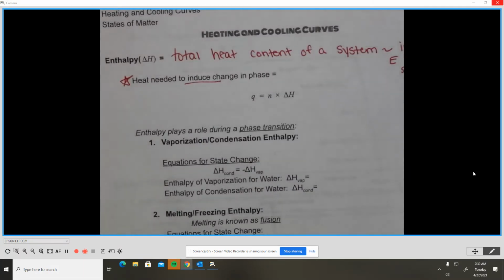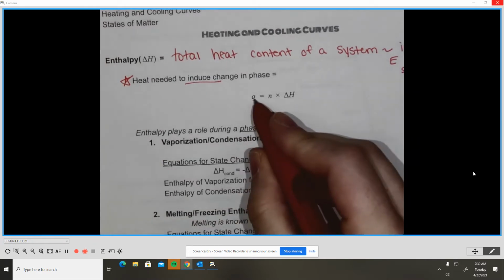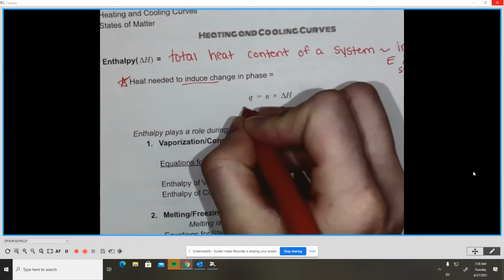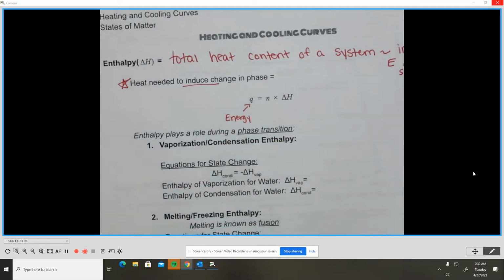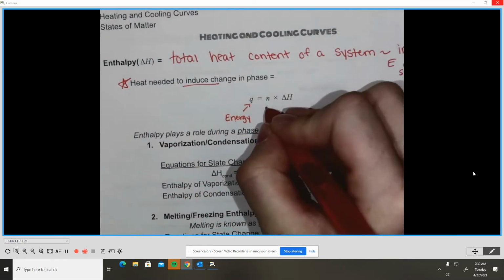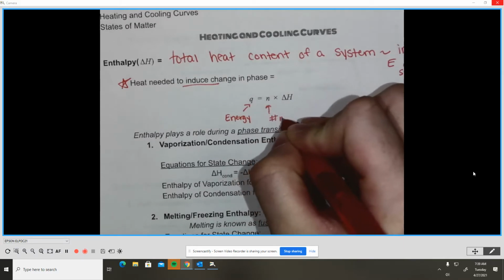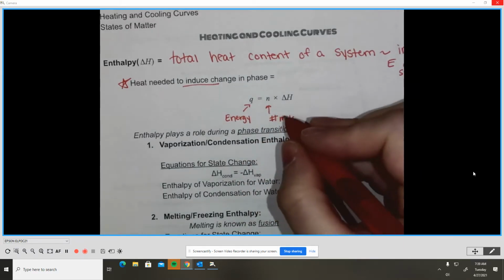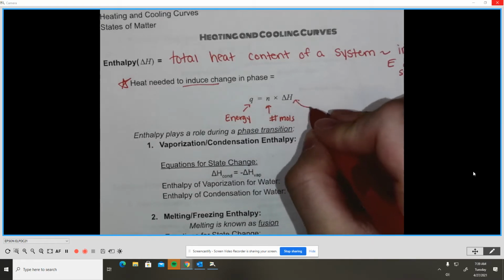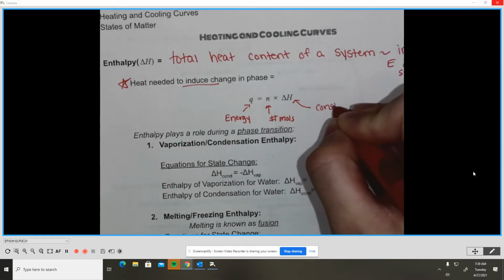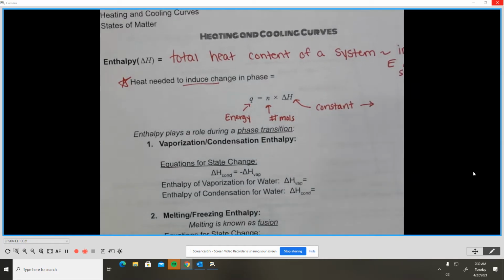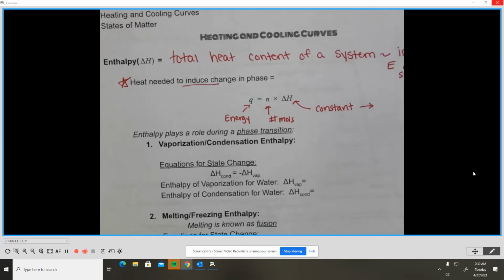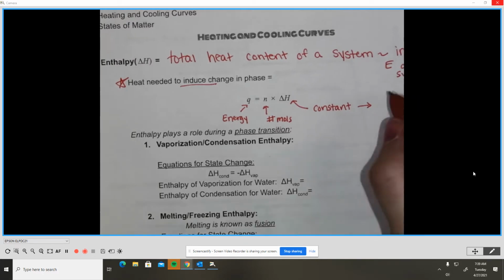There is an overall equation for it. So we've got Q. Q means energy. So Q is our energy. So our amount of energy is equal to n, which is our number of moles, times our enthalpy. Enthalpy is usually going to be a constant, and this would be given to you. So this is something that would be given to you, a given number in the equation via a chart or on like an equation sheet. So this is always going to be given.